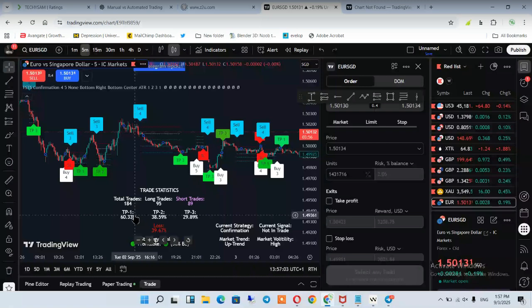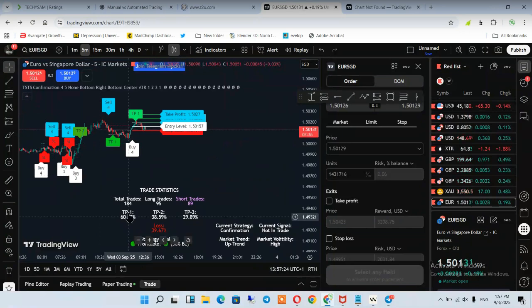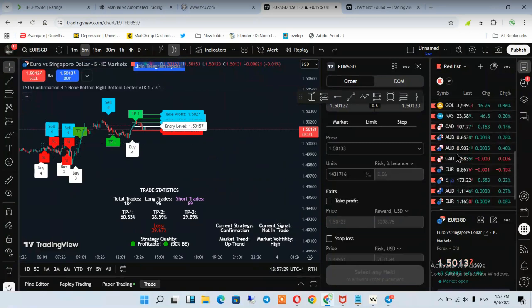So at 184, which is almost 200, it shows that we're having about 120 trades. At 184 it's going to be like 110 trades thereabouts that are profitable out of 184. So we have just about 70 trades that did not make it to at least TP1. Then we have those that made it to TP2 and those that made it to TP3. So for people who have time, Euro SGD now is going to be a very good trade.